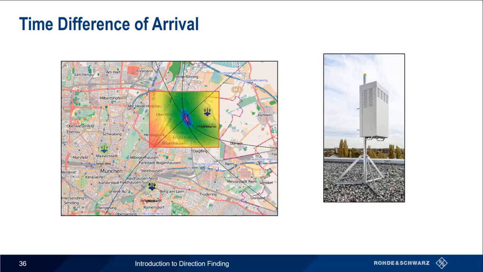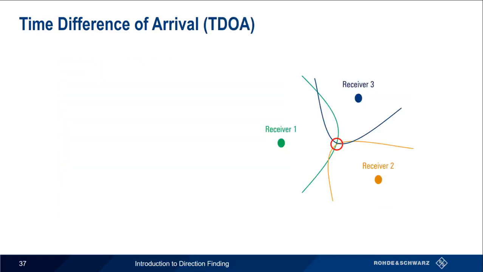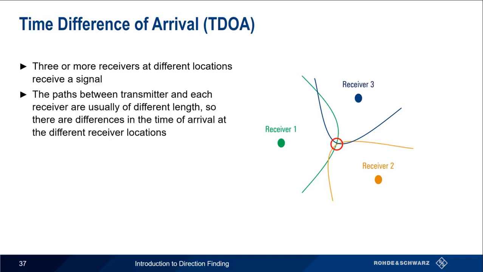The last methodology we're going to discuss in this presentation is neither a power of arrival nor an angle of arrival methodology, but rather a time-based methodology, appropriately named time difference of arrival. The basic principle of time difference of arrival is as follows. 3 or more receivers are placed in different locations, and all of these receivers receive a signal. In most cases, the distances between the transmitter and each receiver are different, and so the time at which the signal arrives at each receiver will also be different.